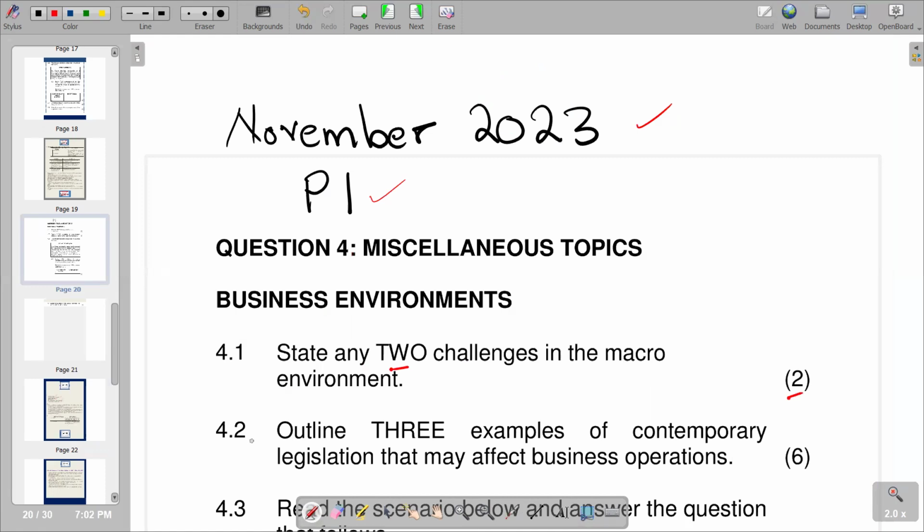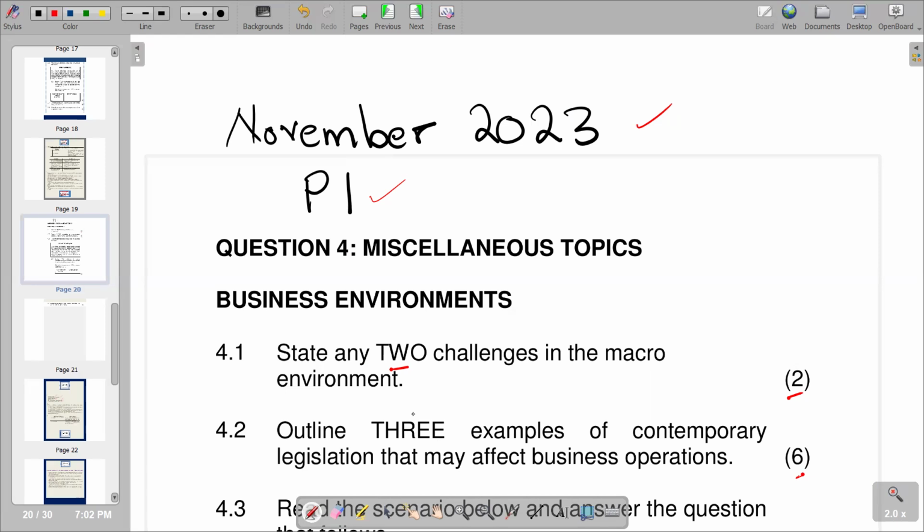The next question is 4.2. It reads: outline 3 examples of contemporary legislation that may affect business operations, and it's got 6 marks, which means each point has got 2 marks. The question requires you to outline 3 examples of contemporary legislation. Contemporary legislation refers to laws and regulations that are currently in force and have been recently amended. So those are the typical contemporary legislation that we have.